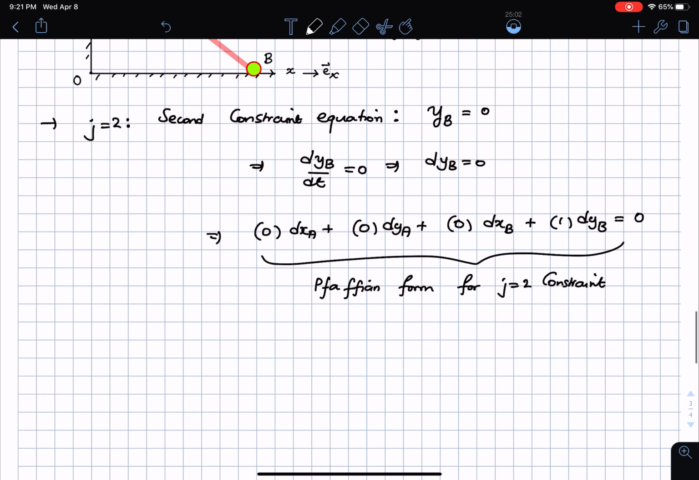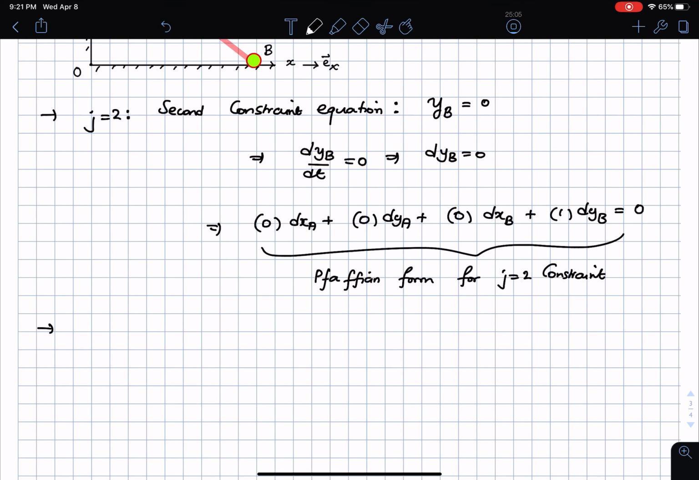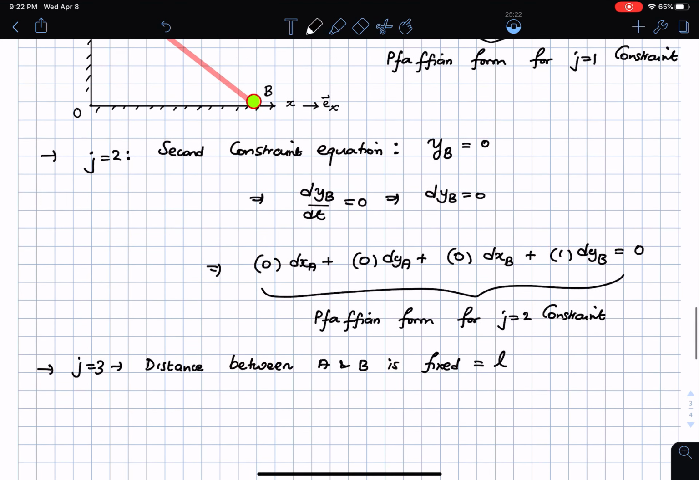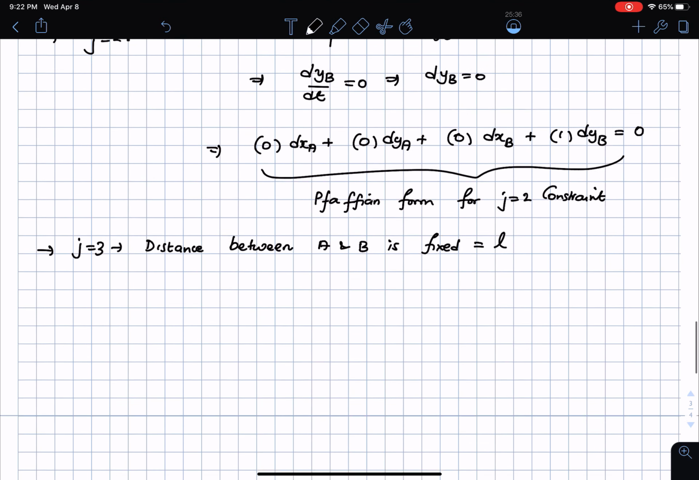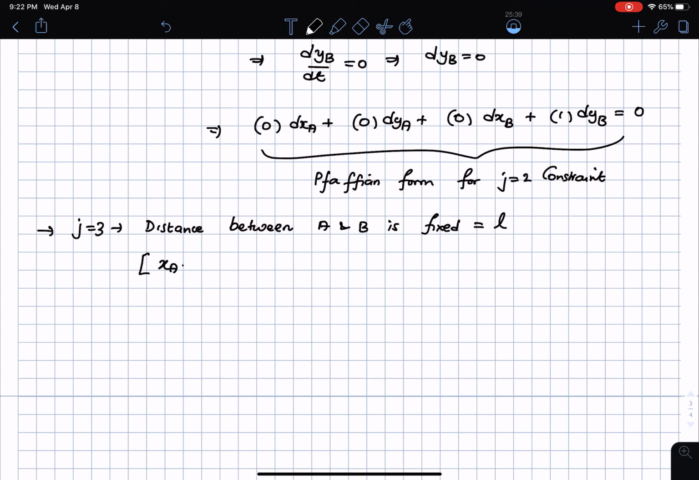All right, then we go to the third constraint, which is j is equal to 3: the distance between A and B is fixed and it's equal to length L. And so if I look at the distance, the coordinates of A are XA, YA. The coordinates of B are XB, YB, which means that the statement should be: XA minus XB squared plus YA minus YB squared is equal to L squared. This makes sense. This is the formula for distance squared.